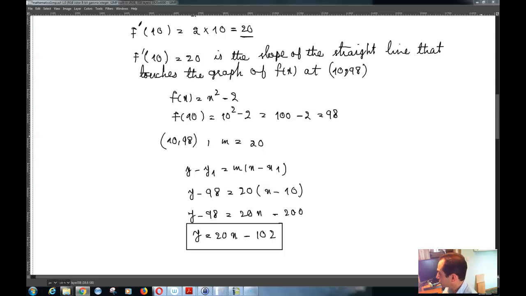Now I'll draw the graph of the function and show it to you. So suppose that the graph of the function was x squared minus 2. And the equation that we found for the line which represents the derivative is f of x is equal to 20x minus 102.